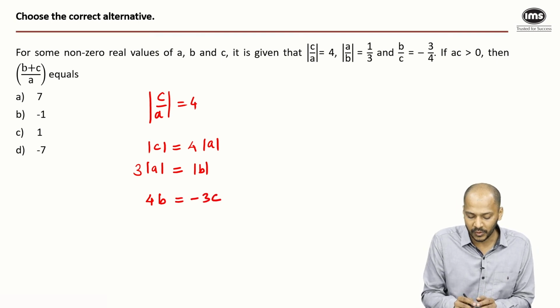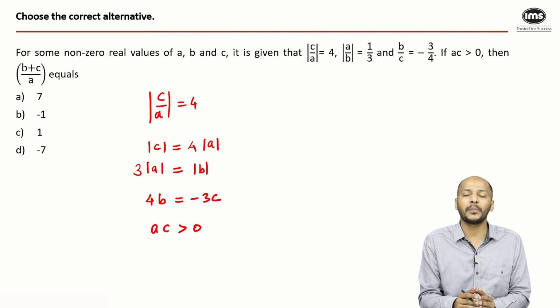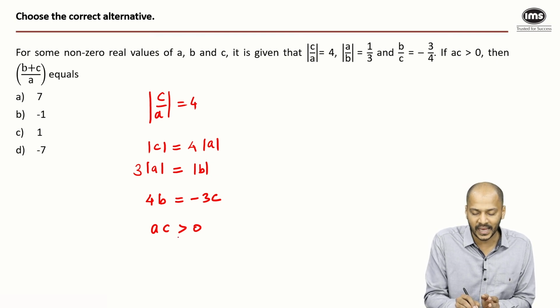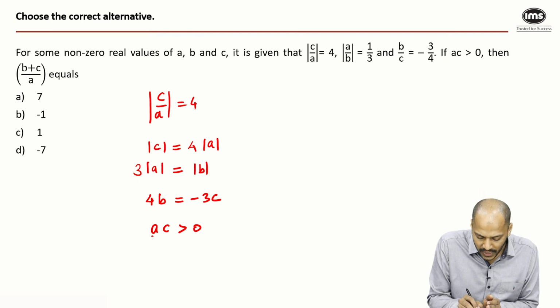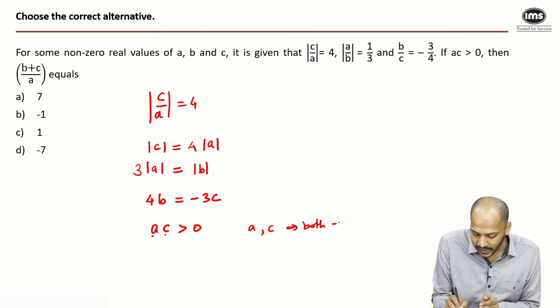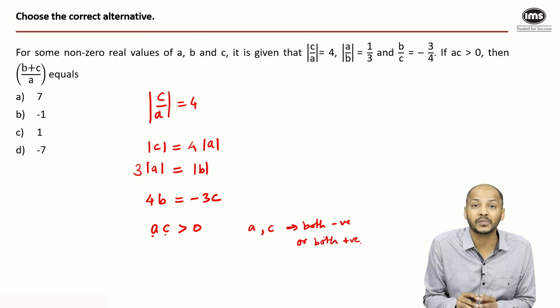And the fourth relation that we've been given is a into c is greater than 0. Now this is a very important relation. a into c is greater than 0 would simply mean a into c is positive. The product of two numbers is positive only when either both of them are positive or both of them are negative. So a and c are both negative or both positive, but both will have the same sign.